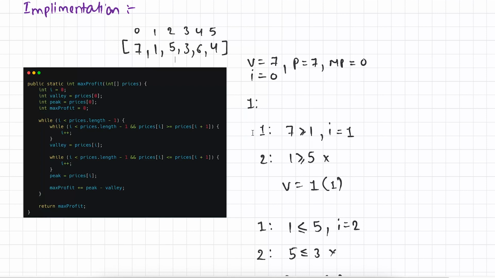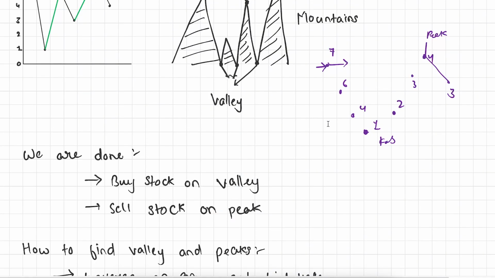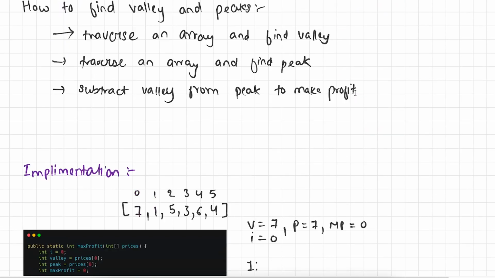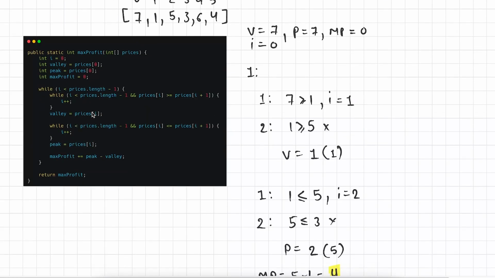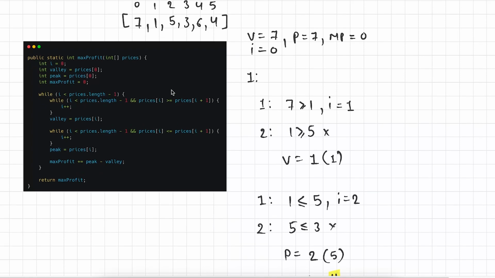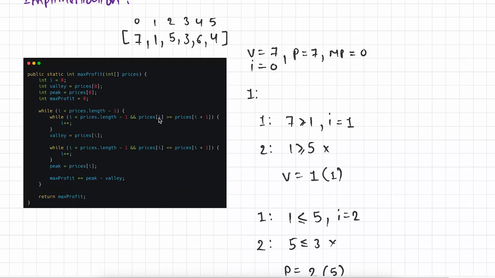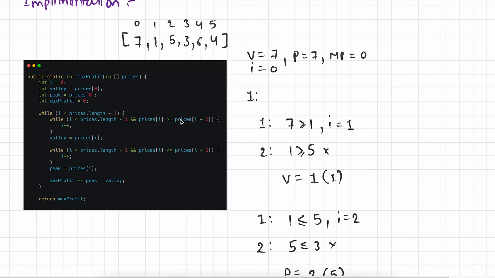And what happens in the case of a valley? We have just seen that the next element is always smaller than the current element. So this is what we are doing here. And as soon as this condition becomes false, it means we successfully reached the valley, and we store the price at this index into this variable. Okay, so this is how we are going to find the first valley.